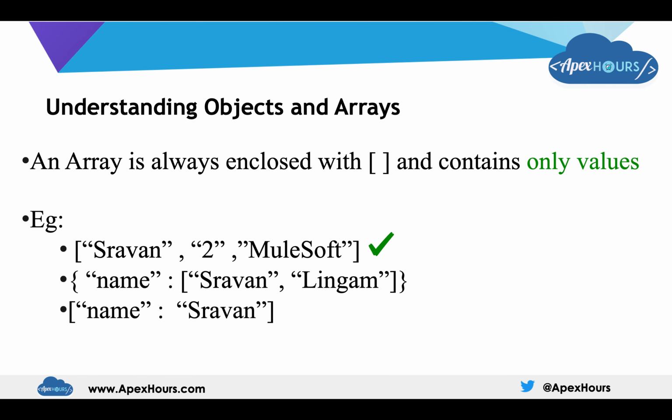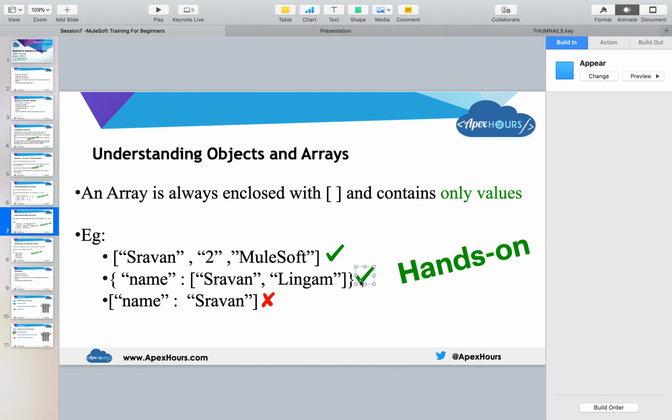Now the second one, I will reject immediately. It is not an array because it is enclosed within curly braces. That means this is an object, not an array. Sorry, this should be a cross mark, my bad. The third one is also wrong. This is not an array, this is an object. So let's come back to our session.